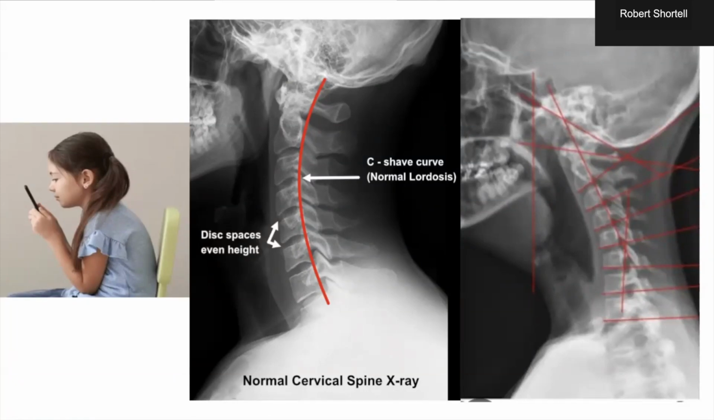Now, when you look at the x-ray of the neck, there's 7 independent bones. Now, these bones naturally should form a C-shape. And what that C-shaped curve does, it helps to distribute the weight of the head through all 7 bones of the neck. On the right side, you see a common x-ray of something we call text neck. So here, the x-ray shows a reverse curve of the neck. And what this does is put more and more pressure on specific joints in the neck.